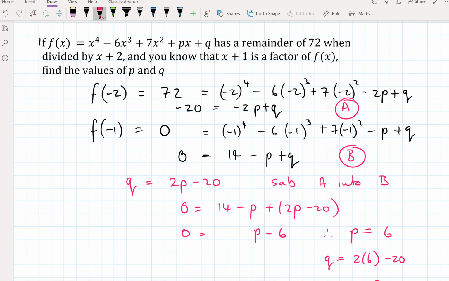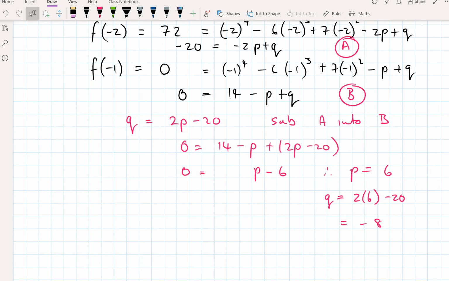Well, the question asks, just find the values of p and q. So there we've done it. So p is equal to 6, and q is equal to minus 8. And there you have two applications of the remainder and the factor theorem. Now you need to go and do a whole lot of work on this. Good luck.